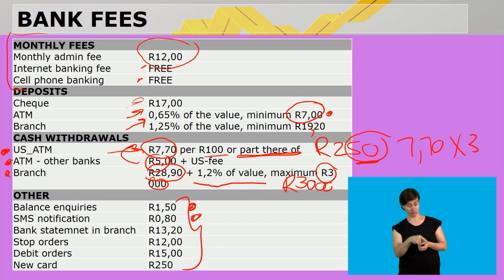Other services that this bank will offer are balance inquiries for 1.50 Rand, and SMS notifications to show you what's going on in your bank account. And then if you ask for a bank statement from the branch, it will cost you 13.20 Rand. A stop order is 12 Rand, a debit order is 15 Rand, and then when you lose your card or you have to cancel your card for various other reasons, you pay 250 Rand for a new card. That is some but not all of the services that a bank can offer.